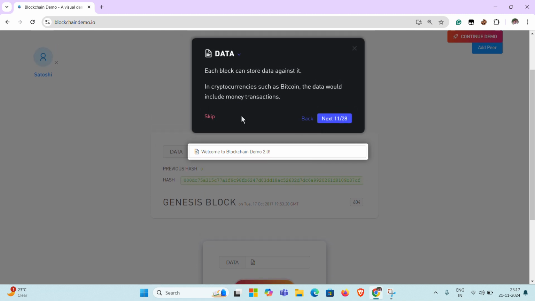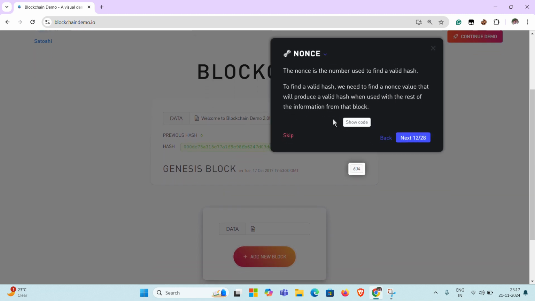Next one, data. Each block has data, which is transactional information. Next one, nonce. Nonce is a number used to find the valid hash value.